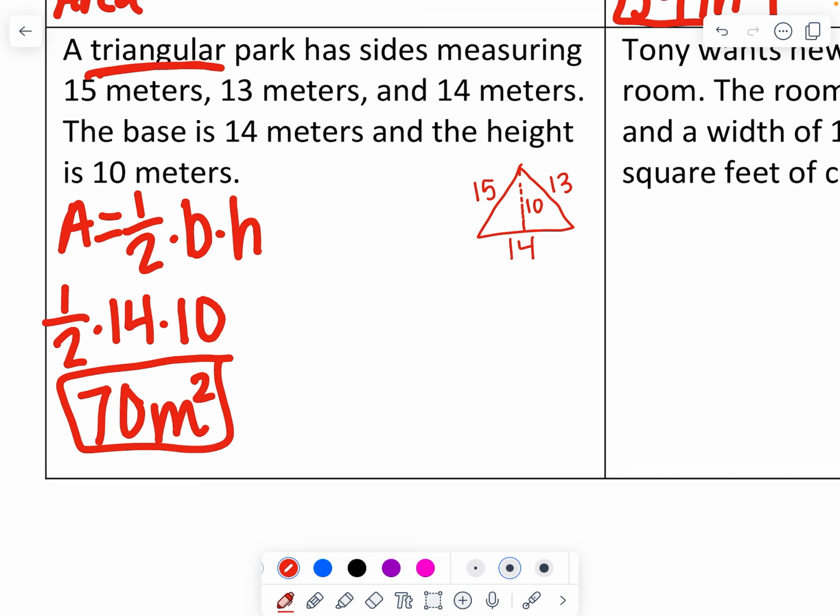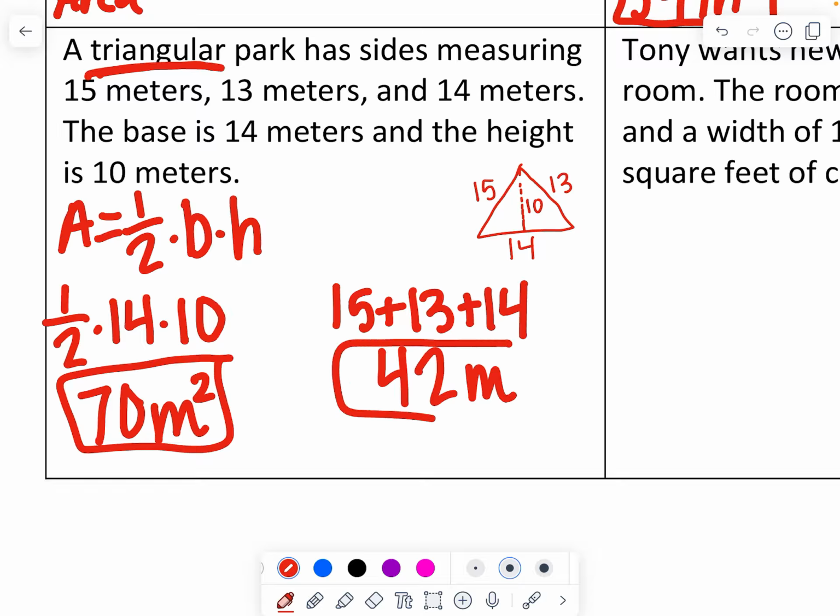Now for the perimeter, remember the perimeter, we just add all 3 sides of the triangle. So that's 15 plus 13 plus 14. We don't add the 10 because that's not a side. Okay. So I know 15 plus 13 is 28, and then 28 plus 14 is 42. So we get 42 meters, and we don't square it because it's not area, it's perimeter.